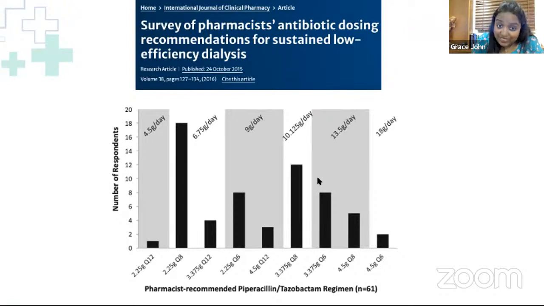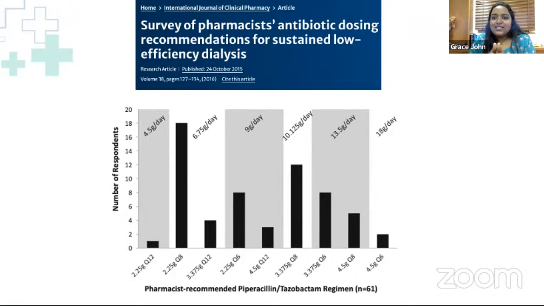3.37 Q6, 4.5 Q8, 4.5 Q6. You can see this variation among pharmacists. Okay, and this is done in a developed country. So just imagine what is the problem with a developing country where the resources are so much lower.